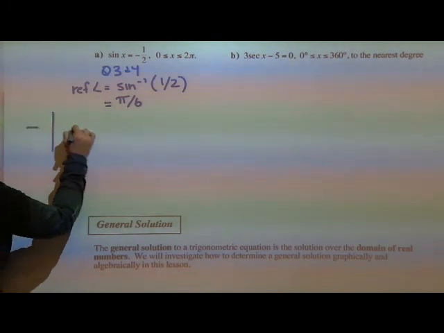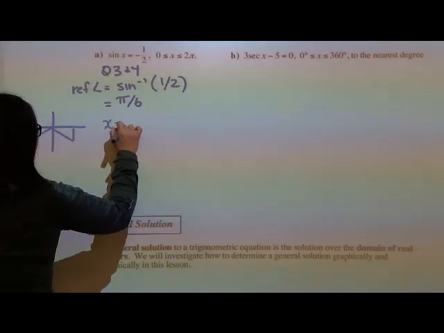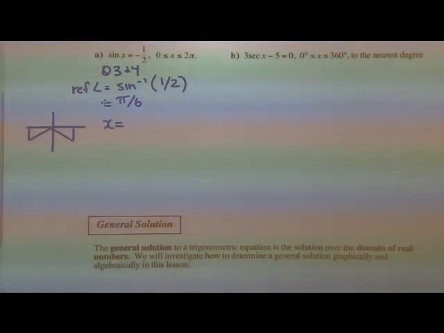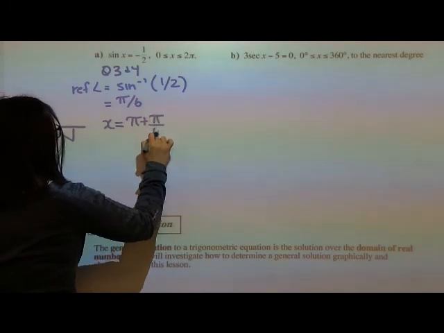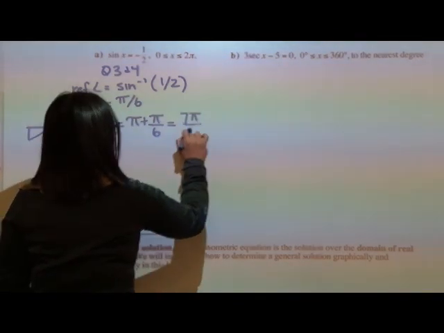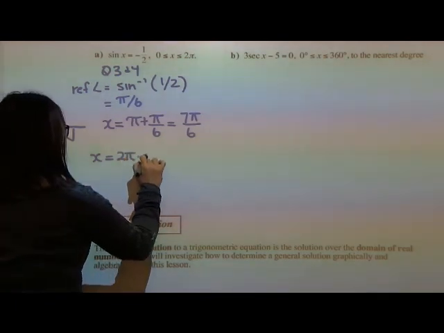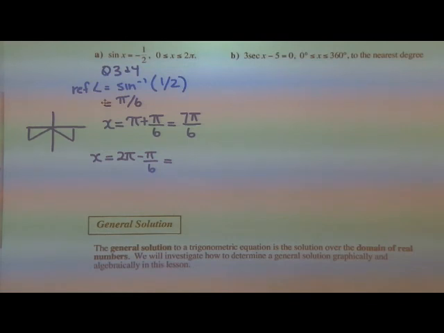So if I draw a quick sketch, that means reference angle pi over 6 in quadrant 4, reference angle pi over 6 in quadrant 3. So my x value in quadrant 3, how would I determine that? Pi plus pi over 6. If I take pi and add pi over 6, what do I get? 7 pi over 6. Good job. And how do I calculate it in quadrant 4? 2 pi minus pi over 6. And what would that give me this time? 11 pi over 6. Good.